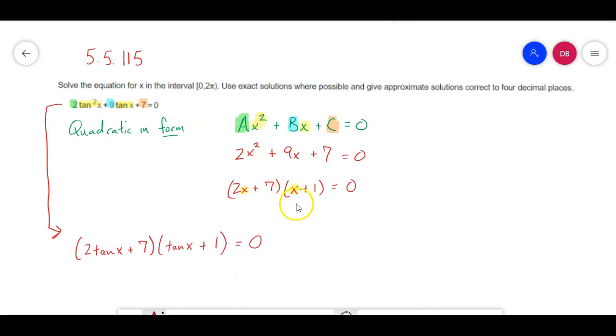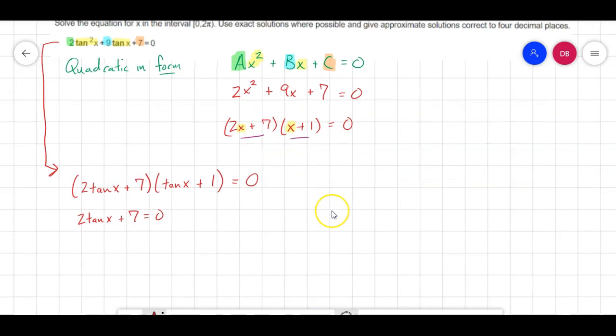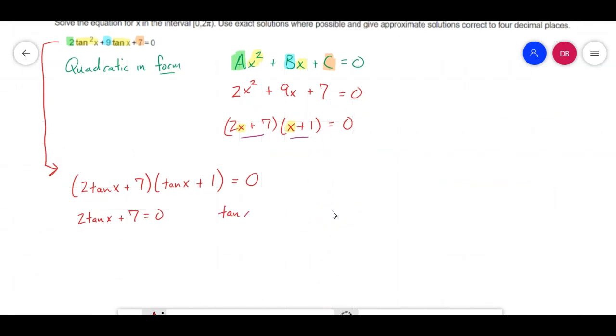Alright, why did we factor like that for quadratics? Because now we can set each piece equal to 0. This could be set equal to 0, the 2x plus 7, and then the x plus 1 could be set to 0. Well, I'm going to do the same thing here. I'm going to set 2 tangent x plus 7 equal to 0, and I'm also going to set tangent of x plus 1 equal to 0. Each one of those factors is multiplied just like these are multiplied. Each one of those factors gets set equal to 0, and I solve.